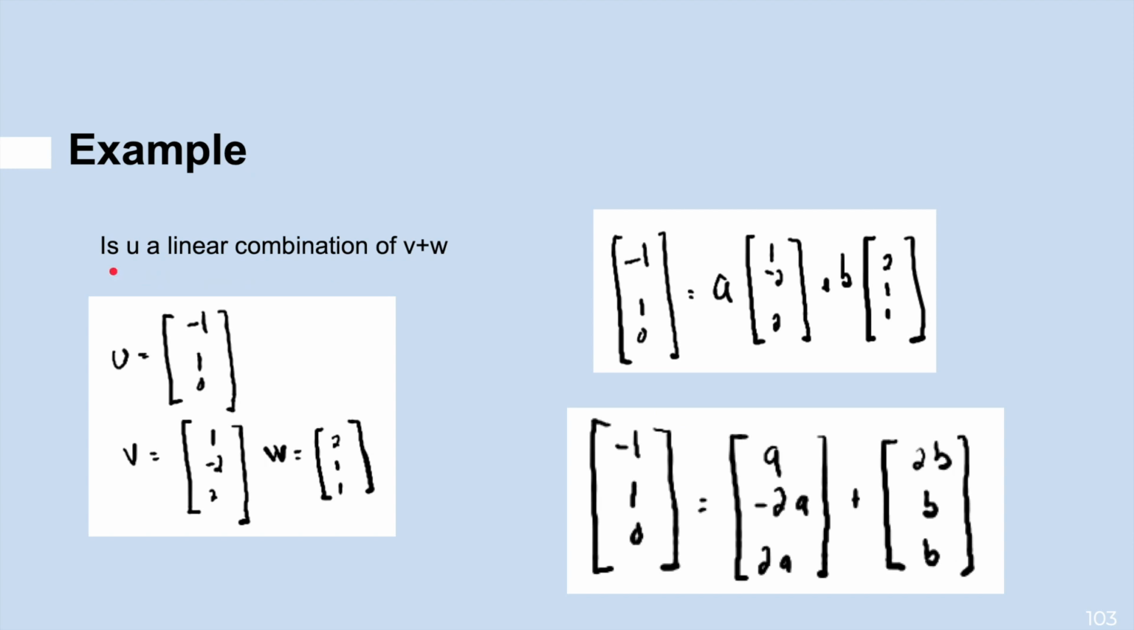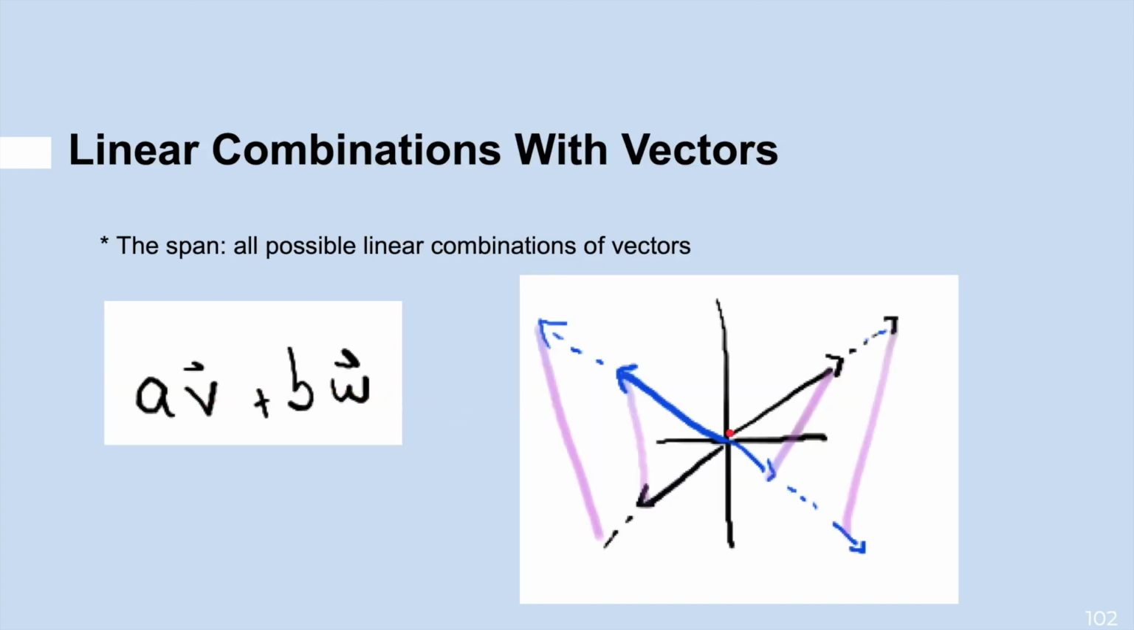So the question here is: is U a linear combination of V plus W? So here I have U, and I want to know if this is possible. So if I go back here, I want to know if some random vector is a possibility for adding one vector to the other. Here I have u, v, and w.